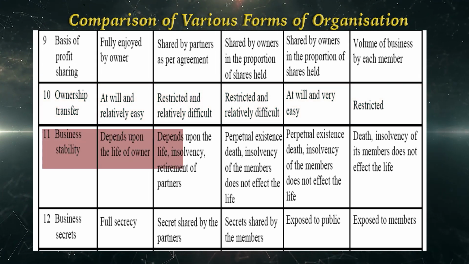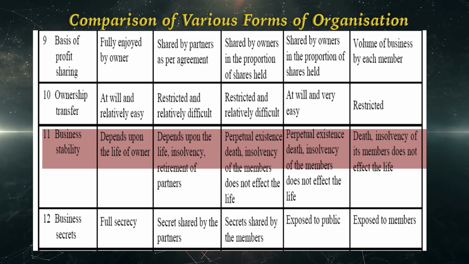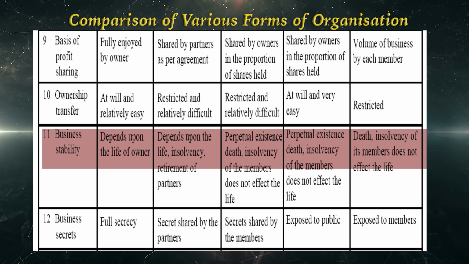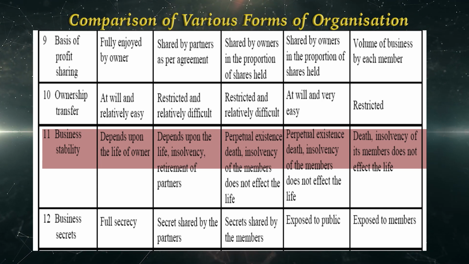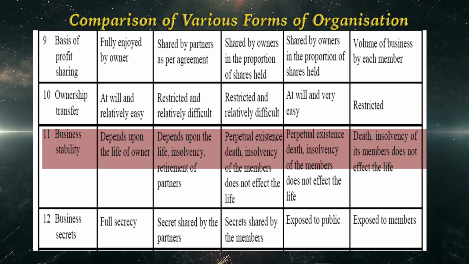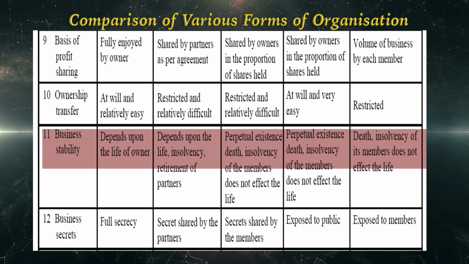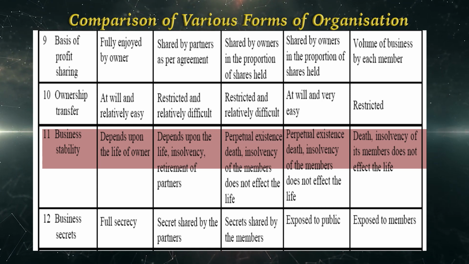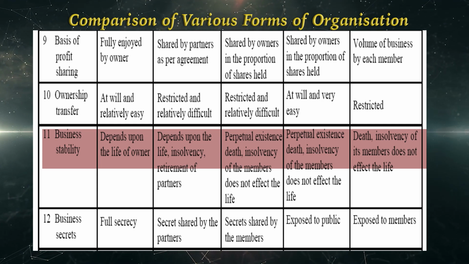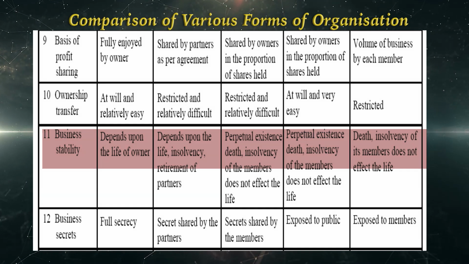Business stability, obviously, in sole proprietorship depends upon the life of the owner. Under partnership depends upon the insolvency, retirement and death of the partners. Under private limited company, it is perpetual existence; death, insolvency of the member won't affect. There is a perpetual existence in public limited company also, and death, insolvency of members does not affect the cooperative organization also.